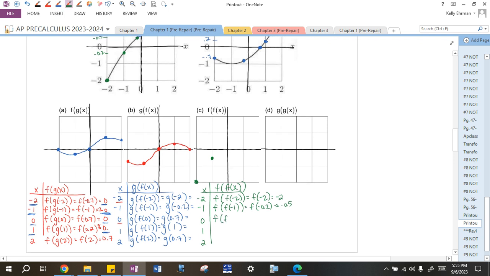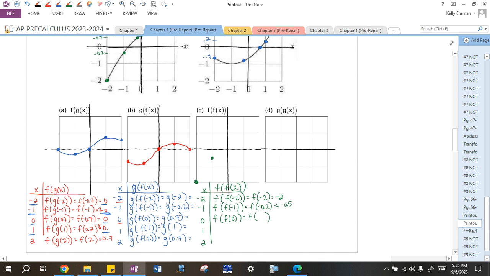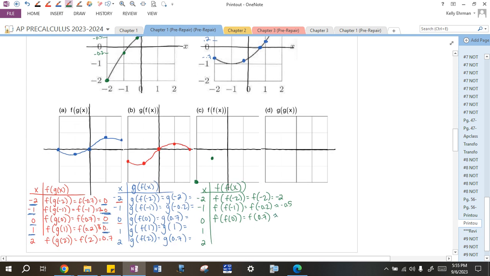F of 0. What is f of 0? F of 0 is about, what have I said before for f of 0? Looks like I said 0.7. I think that's about right. And then what's f of 0.7? So if I'm at 0.7, I'm just below 1. I'm maybe at like 0.9. Okay, so I can go 0.9, so just below 1.